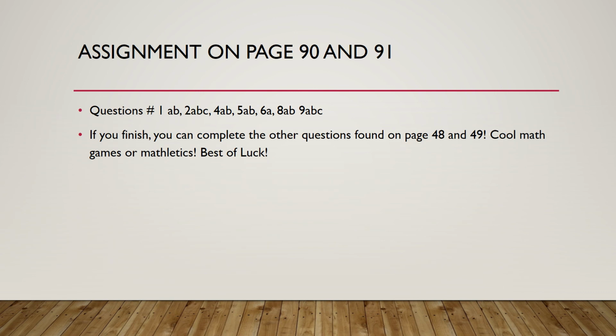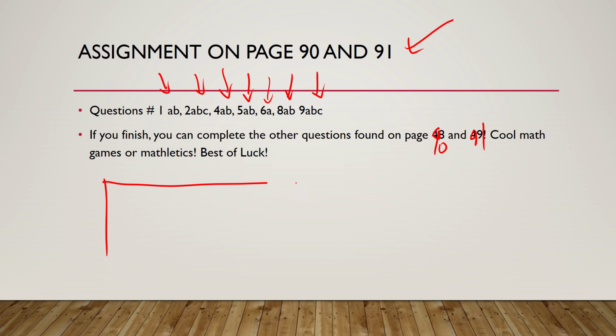So what we did was we looked at place value on the decimal side. Now what you're going to do is practice. You're going to do the assignment on pages 90 and 91. You're going to do questions 1AB, 2ABC, 4AB, 5AB, 6A, 8AB, and 9ABC. If you finish, you can complete the other questions found on pages 90 and 91, or cool math games. Best of luck, and I want you to remember one more thing.